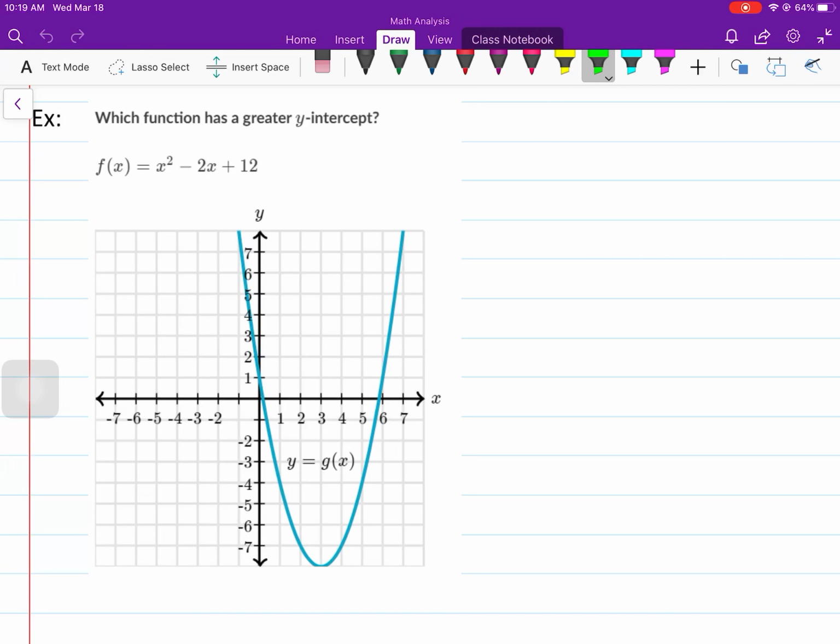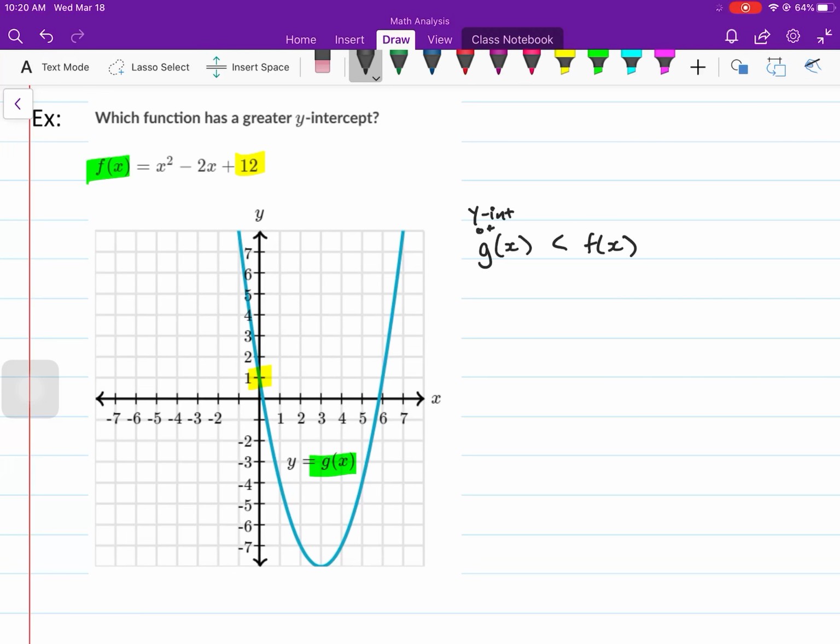So, which function has the greater y-intercept? We know the y-intercept for this one is 12. It's in standard form. That's nice and easy. And then over here, our y-intercept is 1. So, which one is greater? Notice that they're naming this g of x, this one f of x. So, that means the y-intercept of g of x is actually less than the y-intercept of f of x.